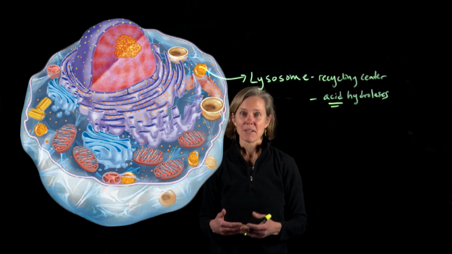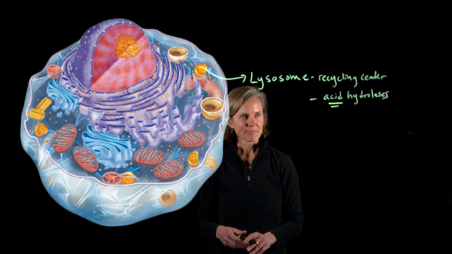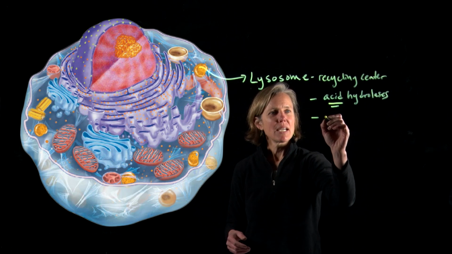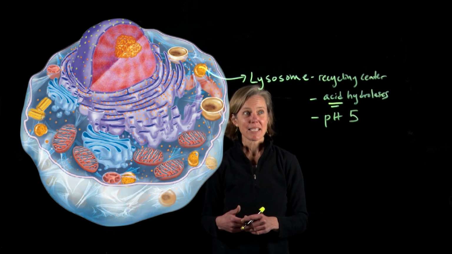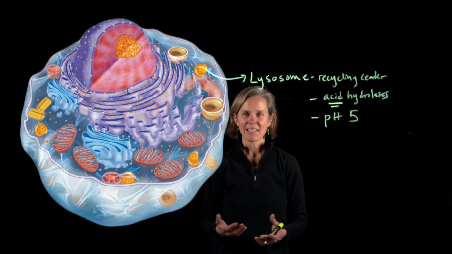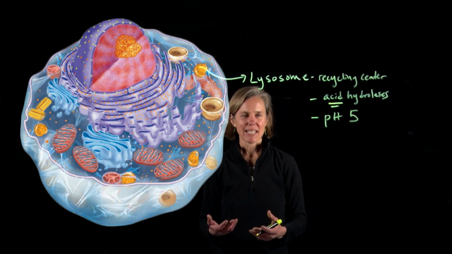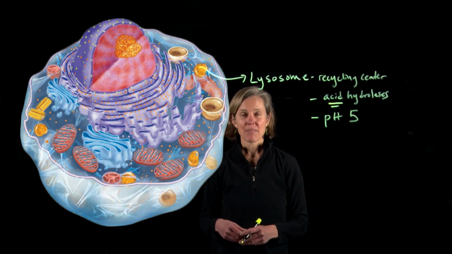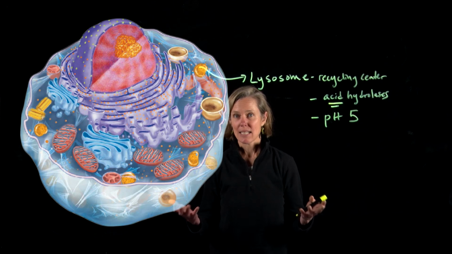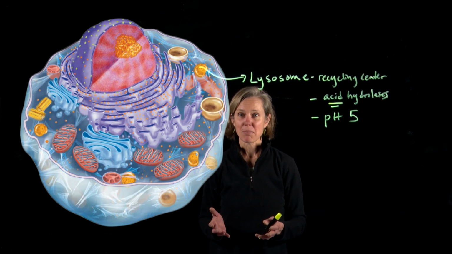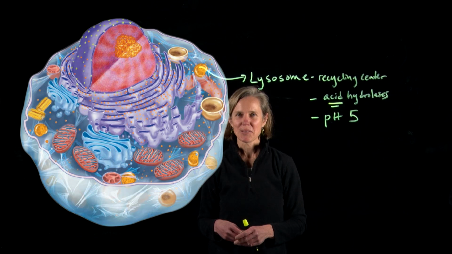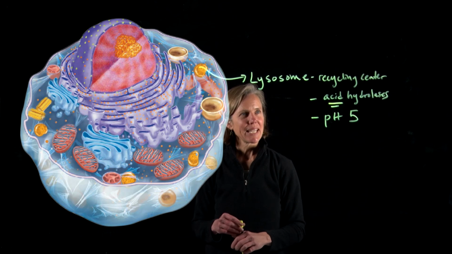The lysosomes have a higher concentration of protons compared to the cytosol. In fact, the pH of the lysosome is only 5, but those acid hydrolases function really well in that low pH or high acidity environment. If they were ever released into the cytosol, where the pH is about 7.2, they wouldn't function properly, and all of your macromolecules would remain intact.